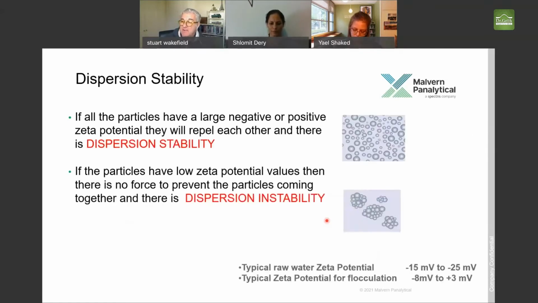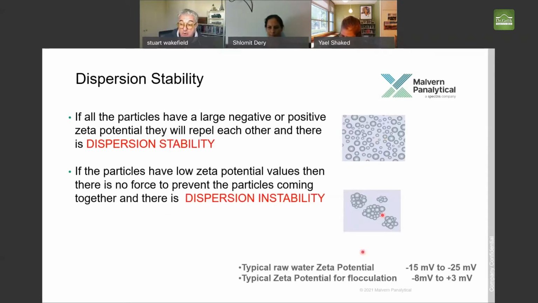So if those particles have a very large negative or positive zeta, they will repel each other and you will have dispersion stability. If those particles or that dispersion has a low Zeta Potential, then there are no forces that are preventing those materials separating or remaining separated, and they will flocculate.